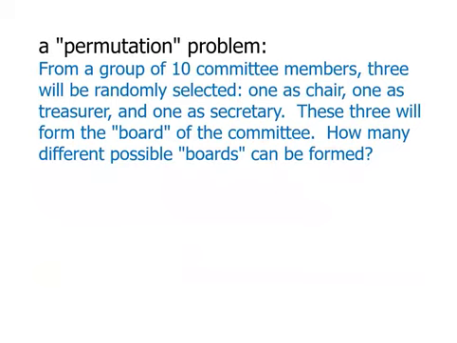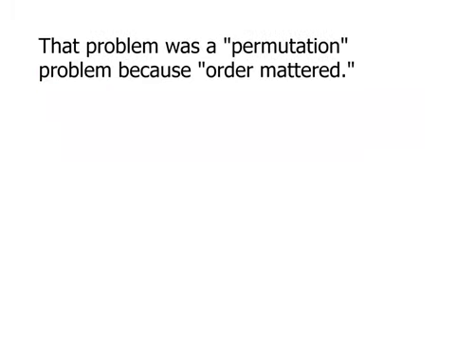Here's a permutation problem. Pause the video and then we'll talk about this. From a group of 10 committee members, 3 will be selected randomly. One is chair, one is treasurer, one is secretary. These 3 will form the quote-unquote board of the committee. How many different possible boards can be formed?